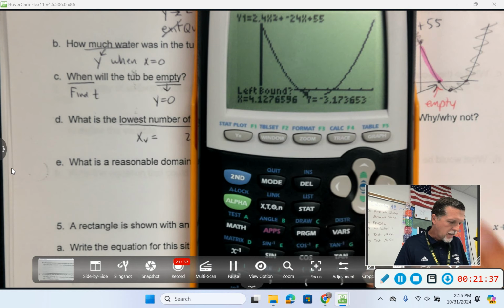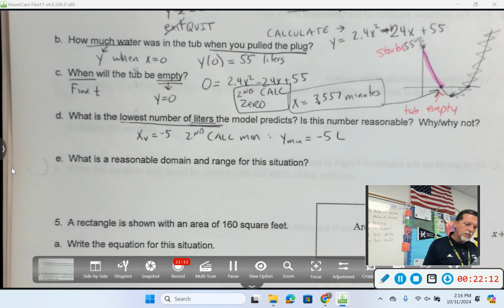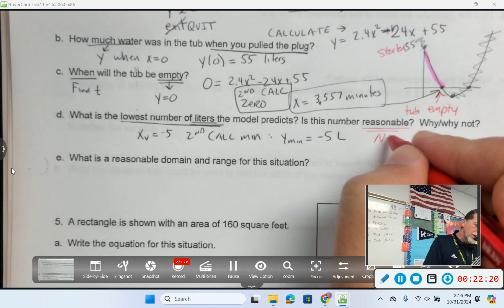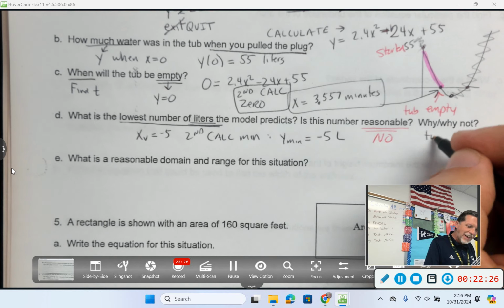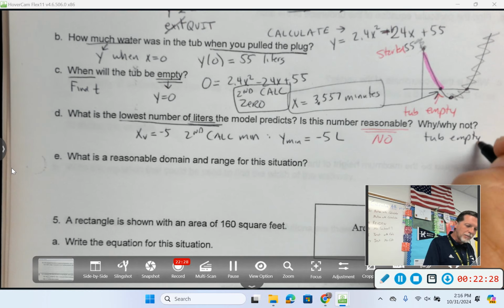And so my minimum happens when x equals 5, but that's not the lowest number of liters. The y minimum is negative 5 liters. We kind of talked about this already. Is that number reasonable? No. Why not? Because you can't go below what the other. Right, I don't know how else to phrase this. The tub is empty at 0. So past 0, it doesn't even make sense. So we sort of mentioned this already when I highlighted that part. Anything else, it's part of the model, but it's not what's really happening.